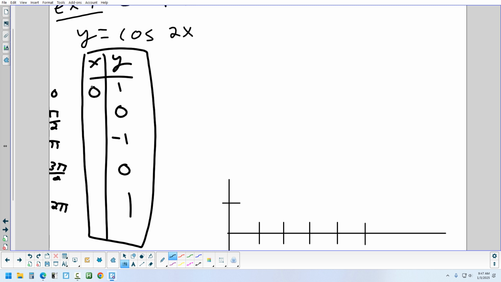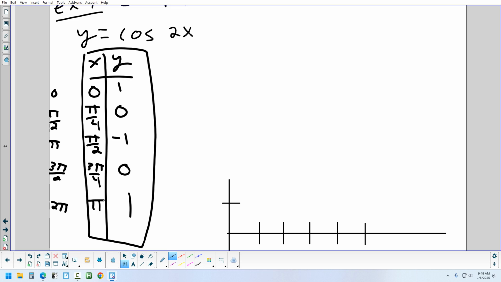Yep. Pi over 4. Half of pi is pi over 2. Half of 3 pi over 2 is 3 pi over 4. And half of 2 pi is 1 pi. They don't look equally spaced, but that's because the denominators are all different. If you put them all with the denominator of 4, that's 1 pi over 4, 2 pi over 4, 3 pi over 4, 4 pi over 4. The next one would be 5 pi over 4, 6 pi over 4, and 7 pi over 4. So they are equally spaced.